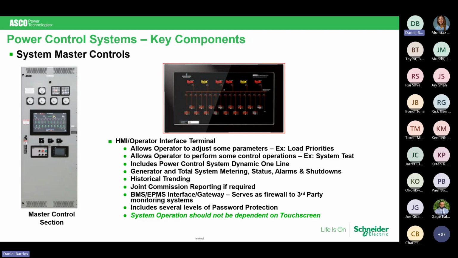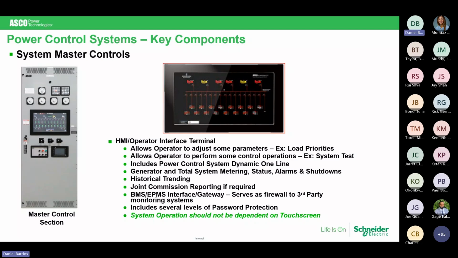When you look at what's in front of you here with this OIT screen, it is a dynamic one line. As situations change, as your generators go from stop to start, as breakers open and close, that is indicated on here. You also have metering, alarms, shutdowns, historical trending. We also are able to give you a device within this gear that can do your JCO, your Joint Commission reporting. That is something that is available when you start your test. It will generate those reports for you.